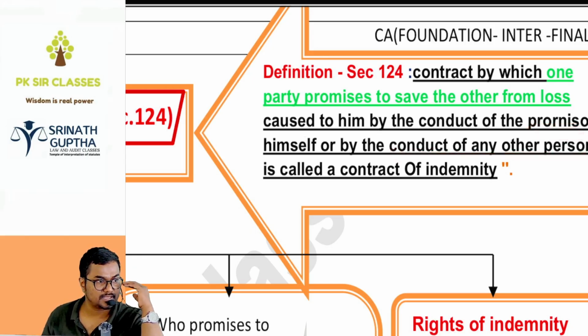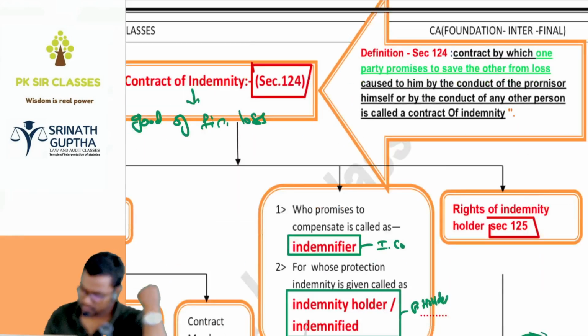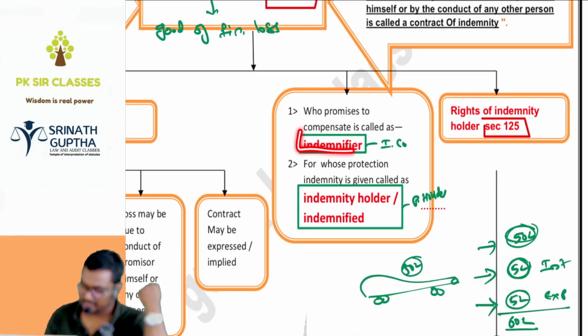Best example is insurance. If we have taken car insurance, the insurance company says, if something happens to your car because of me, or because of someone, I will take your loss. Here two parties will be there, the indemnifier and the indemnity holder. Who is ready to compensate is known as the indemnifier, like the insurance company. Who is being compensated is said to be the indemnified or indemnity holder. That is the policy holder.